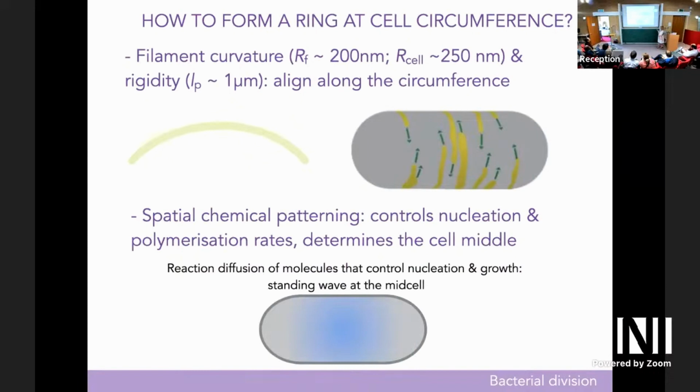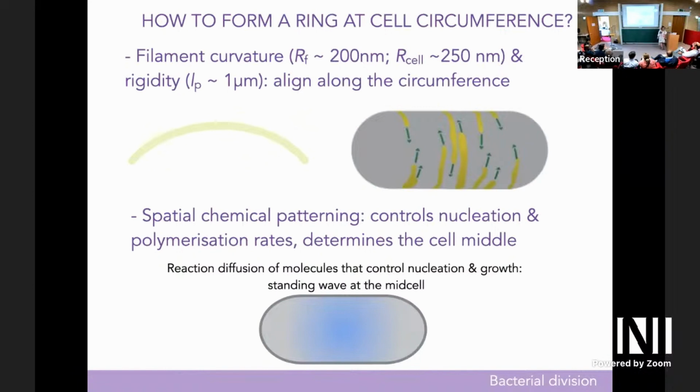And then, how do they pick the center? So we know the way bacteria measure their size is by spatial chemical gradients. So there's an underlying reaction diffusion going on. In E. coli, that's the Min system. In Bacillus subtilis, there are other mechanisms, but effectively what they do is they change the local nucleation and polymerization rate. So effectively, when the cell is of the right size to divide, the nucleation and polymerization rate in the middle will be faster than at the poles.